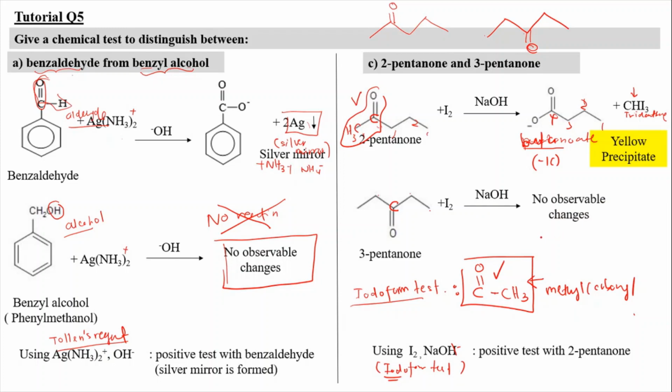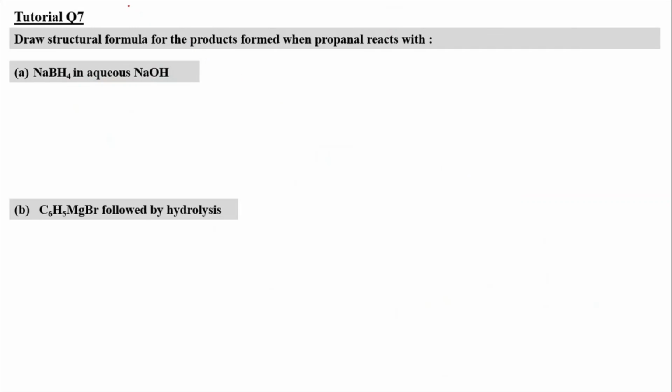Okay, now we move on to tutorial question 7. So we have to draw the structural formula for the product formed when propanal reacts with sodium borohydride in aqueous NaOH. So propanal is 3 carbons, and at the end here we're going to draw an aldehyde. Okay, so 1, 1, 2, 3. So at the end, which is the aldehyde, it's going to have double bond O and H. So it's going to become propanal.